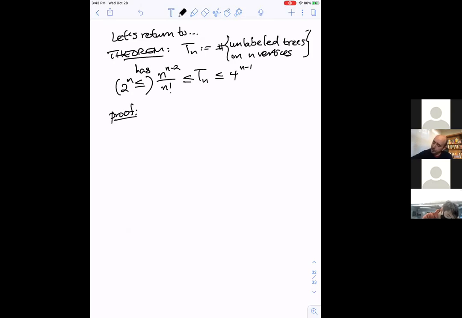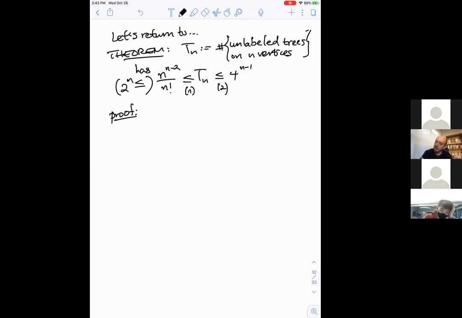Okay, so there's 2 inequalities here, 1 and 2, and they're kind of different in the way you do the analysis. And this is sort of typical when you have some interesting combinatorial objects and you're trying to do the asymptotics. Often the methods for producing lower bounds and upper bounds are quite different from each other. So let's do them in that order, 1, 2.